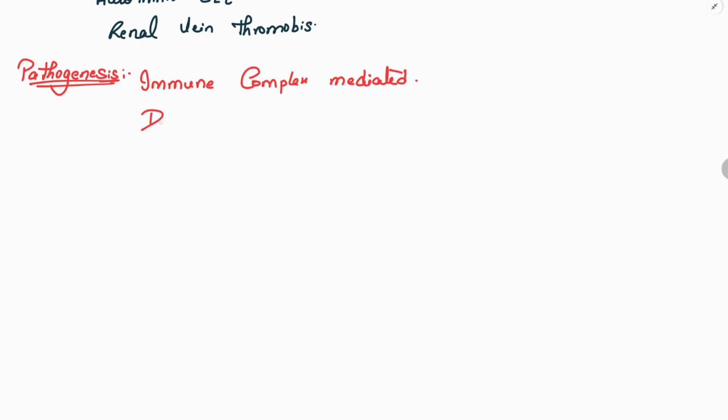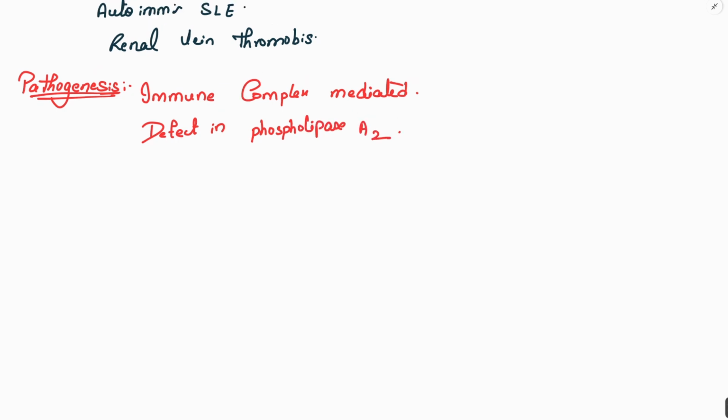Now let's move into the pathogenesis. In pathogenesis, there are 2 points that you must remember. First one is, it is immune complex mediated. And the second one is phospholipase A2. There will be defect in the phospholipase A2. So this is the pathogenesis that you can observe in the membranous nephropathy.